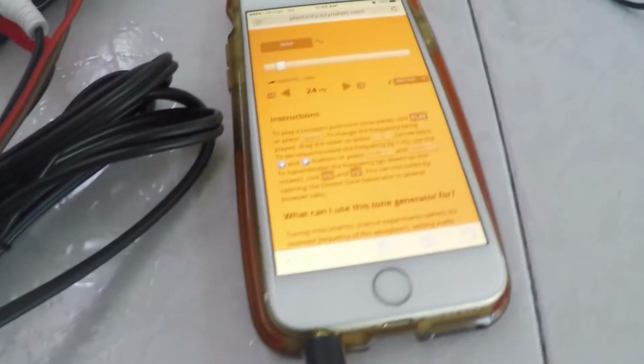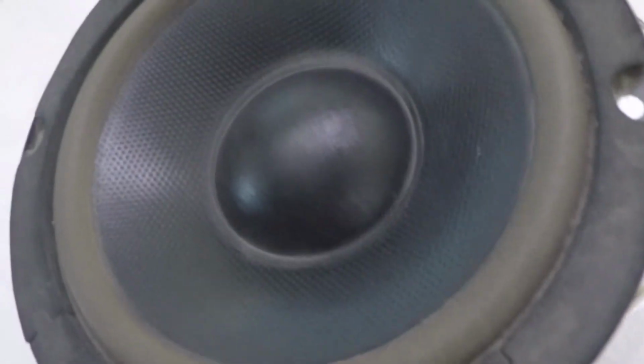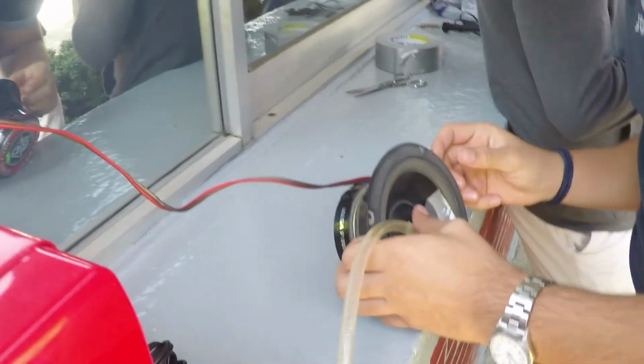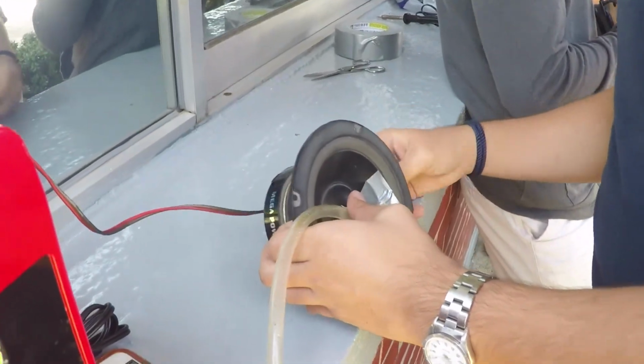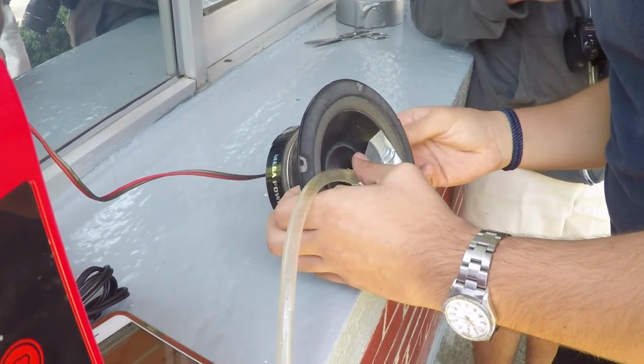For this project, we used a tone generator connected with an amplifier and a woofer that went from 20 Hz to 20,000 Hz of frequency. We went outside and connected a water hose to the woofer. This is a camera trick.